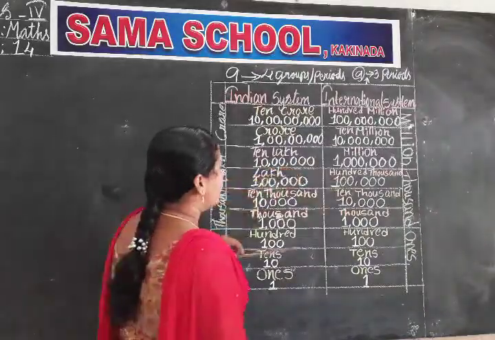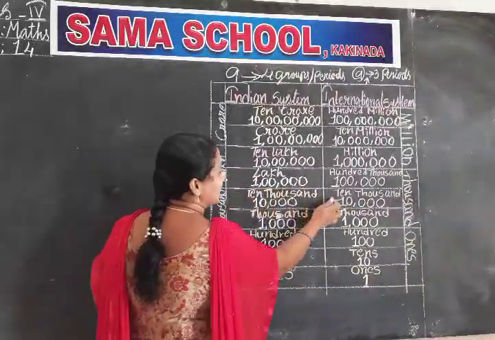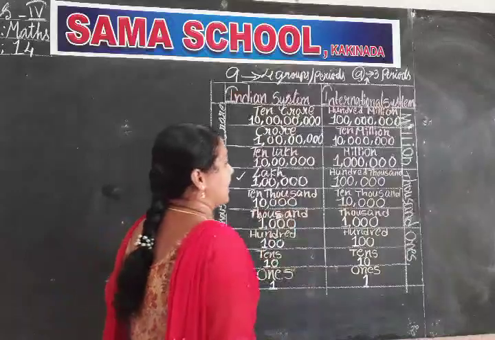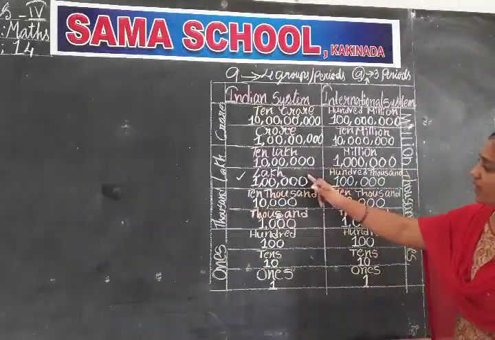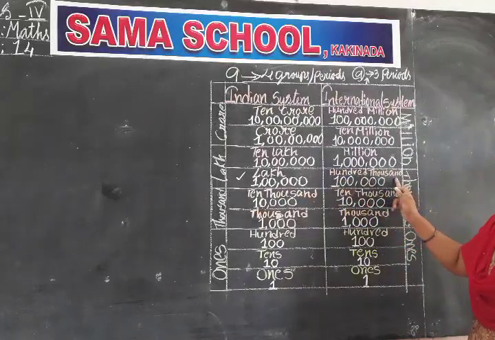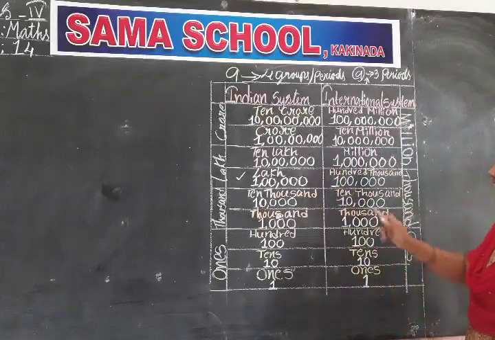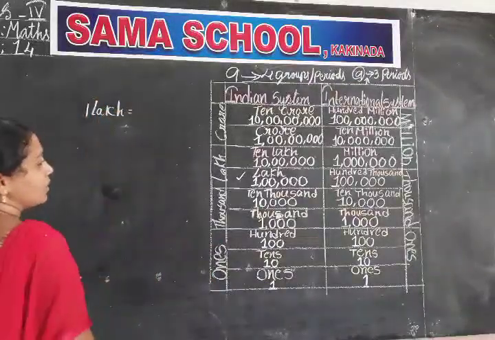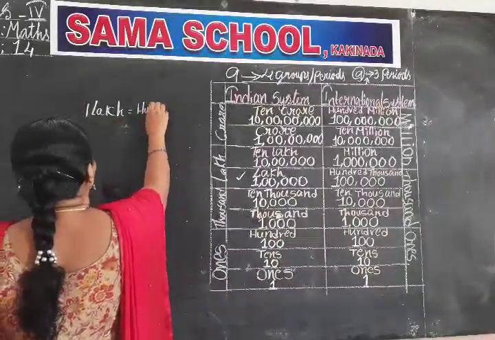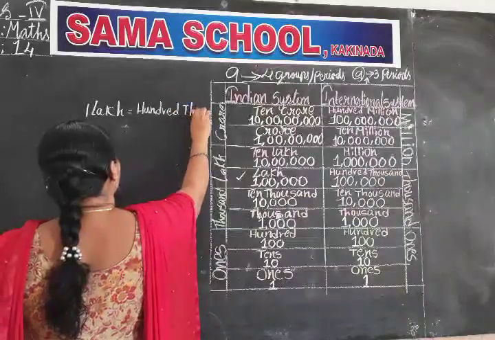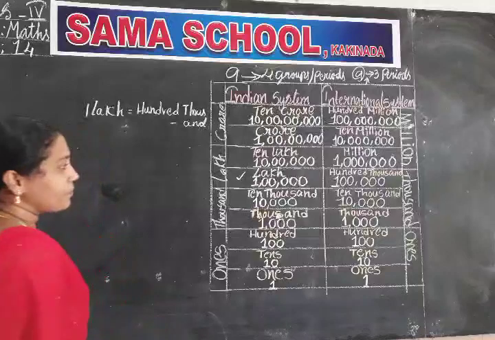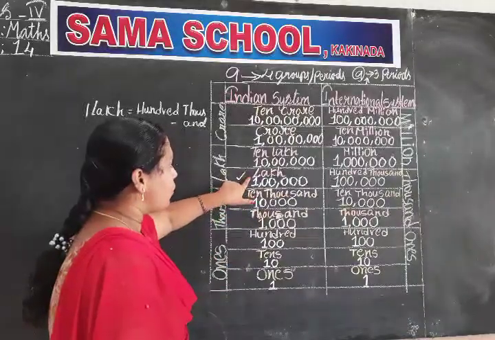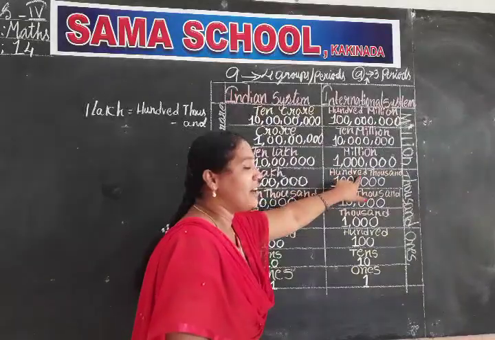Isn't it? Now, everybody look here. After 10,000, in the Indian system, we have 1 lakh. This 1 lakh value is similar to 100,000 in the international system. The value of 1 lakh is equal to 100,000. Do you observe here? Up to 10,000, in both the systems, the values are the same. 1 lakh in the Indian system equals 100,000 in the international system.